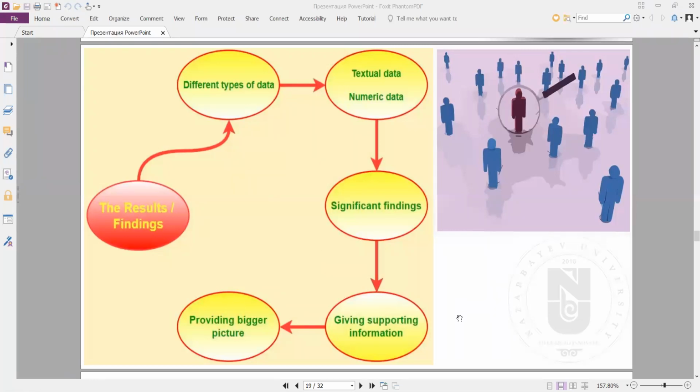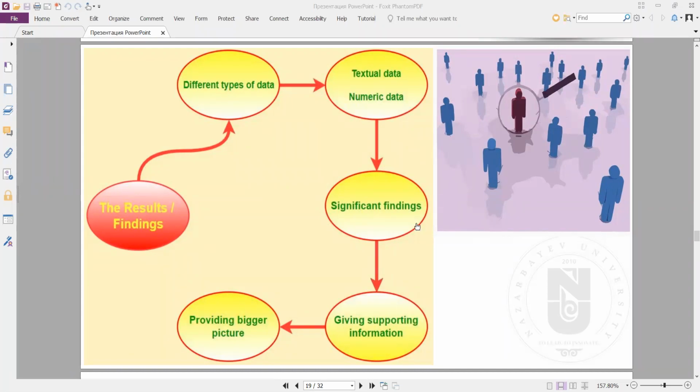Exactly. Right then. In short, it includes different types of data you have collected or gathered, textual or numeric. Again, it depends on your research design. If it's quantitative, it's going to be numeric data. If it's qualitative, it's going to be textual data.